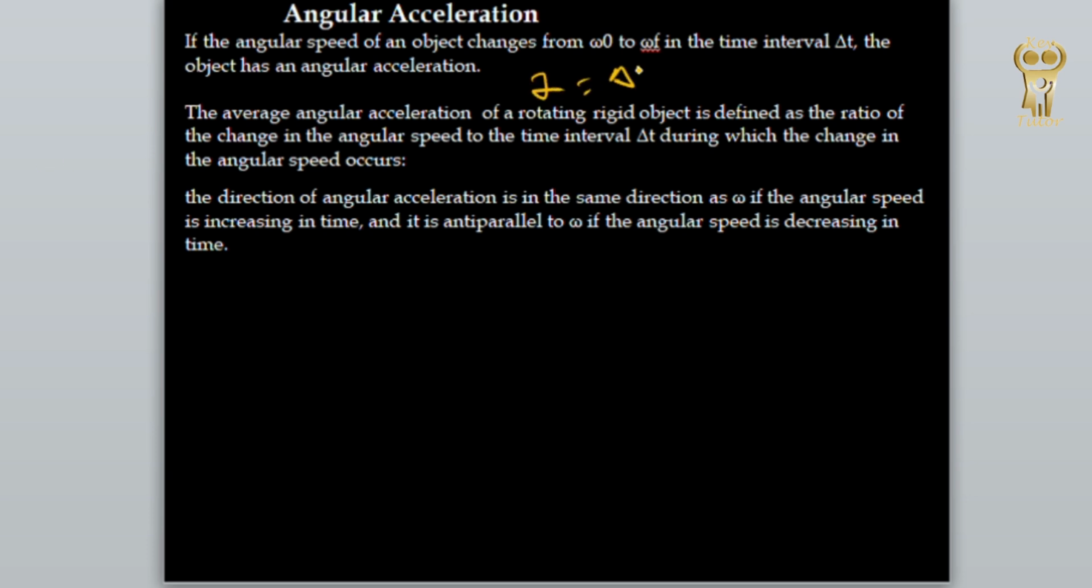That means angular acceleration is equal to change in omega over change in time. Change in omega means omega final minus omega initial, over t final minus t initial, that is the change of time. The average angular acceleration of a rotating rigid object is defined as the ratio of the change in the angular speed to the time interval during which the change in the angular speed occurs.